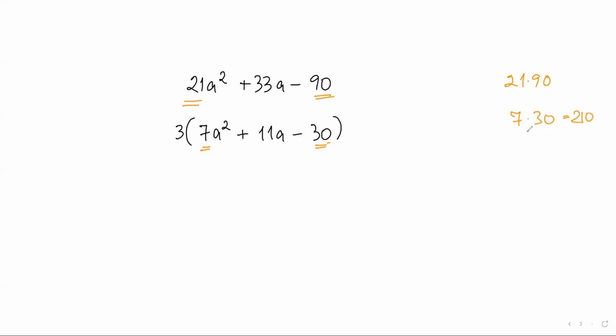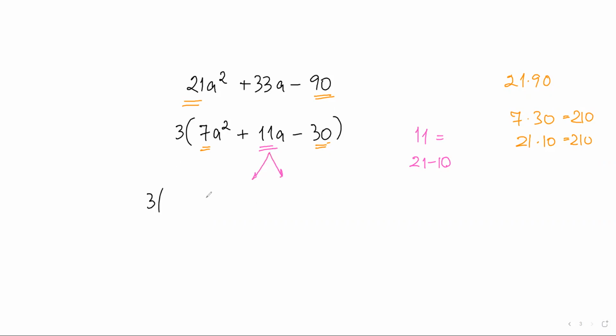which is 210, and some other ways to achieve 210, 21 and 10 is also 210. And conveniently enough, 11 can be made out of 21 and 10 by doing 21 minus 10. So we found the 2 numbers that will be suitable for breaking down the middle term into.